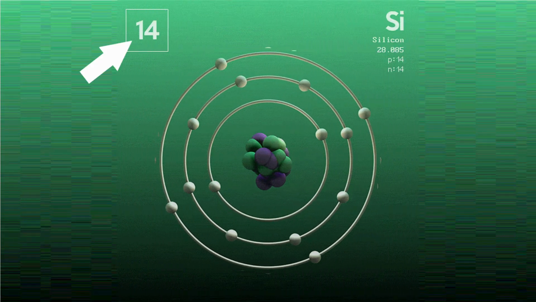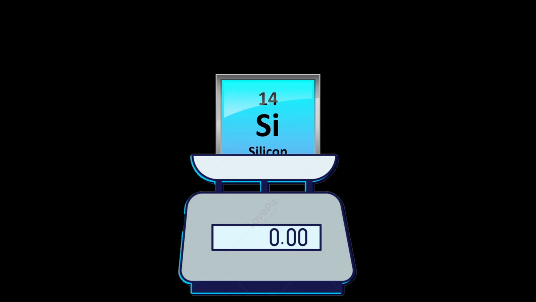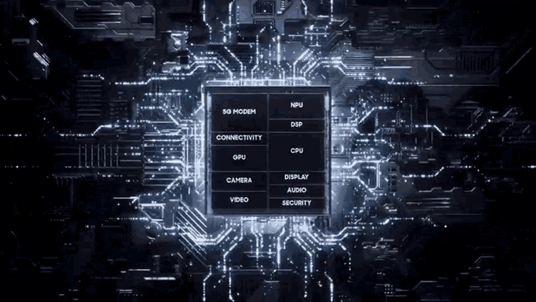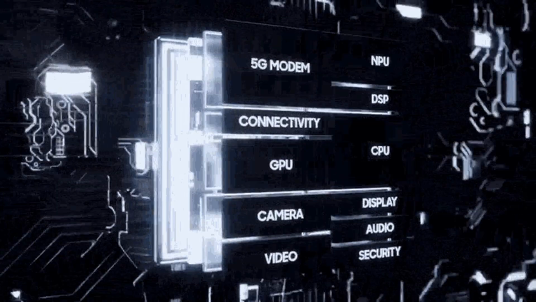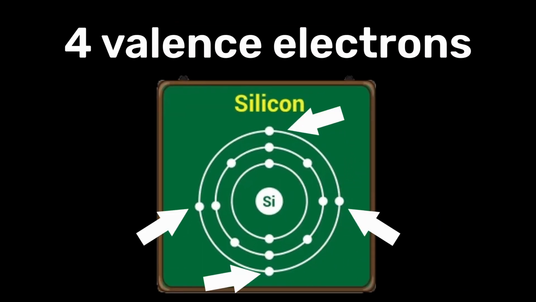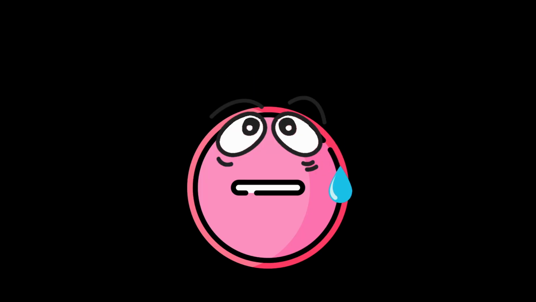Silicon is the 14th element on the periodic table and is classified as a metalloid, with an atomic weight of about 28.09. It has a gray crystalline appearance and is best known for being a semiconductor. In pure silicon, each atom shares its 4 valence electrons with 4 neighboring atoms, which makes it very difficult for electrons to move freely. This means that pure silicon isn't conductive.